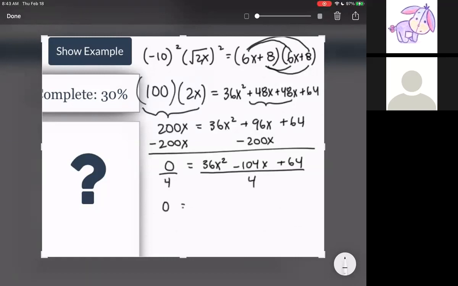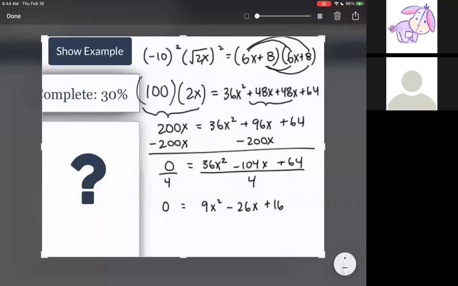So 0 divided by 4 is just 0. 36 divided by 4 would give us 9. So it's 9x squared. 104 divided by 4 is 26. So it's minus 26x. And 64 divided by 4 is just 16. So hopefully the 9x squared minus 26x plus 16 is a little bit nicer than the 36x squared minus 104x plus 64. So I'm going to pause here and see if you guys need more time to write because I know a lot of stuff went on.